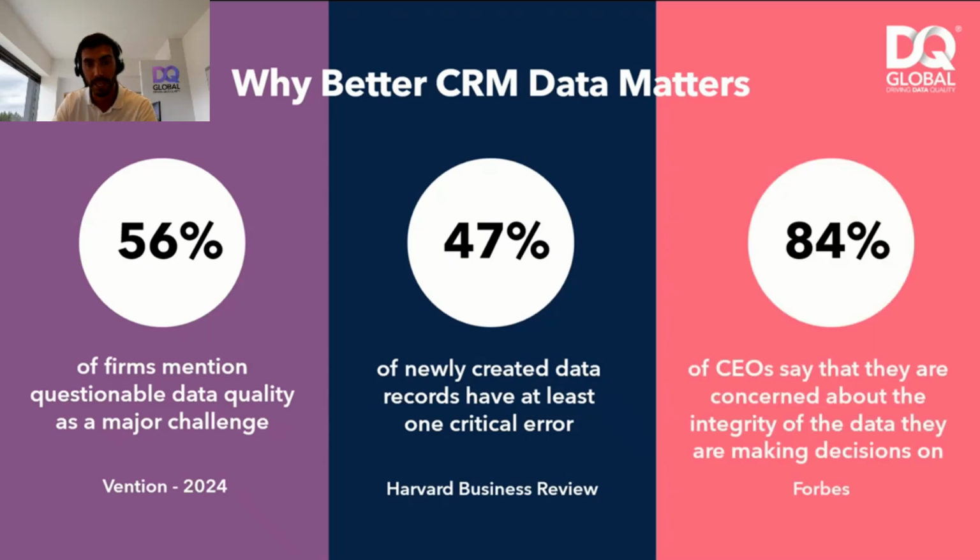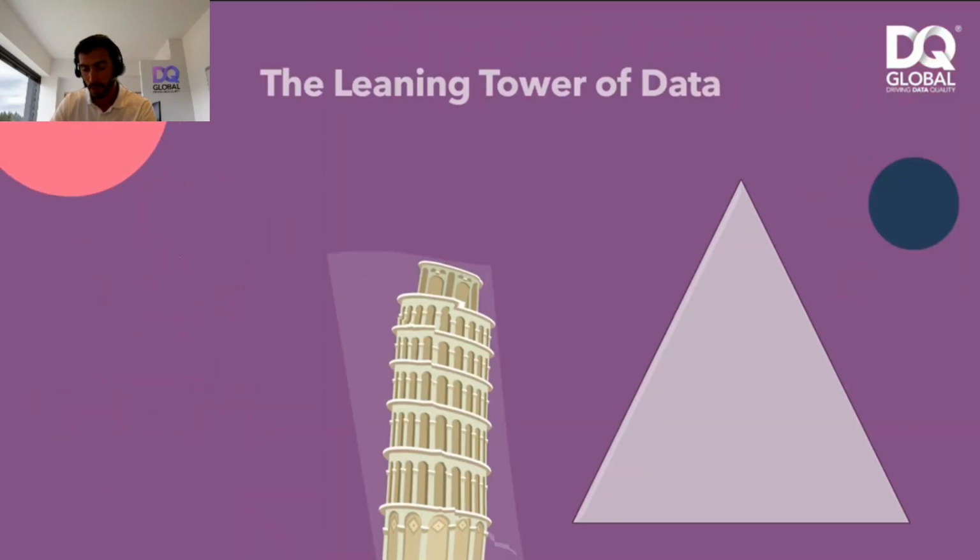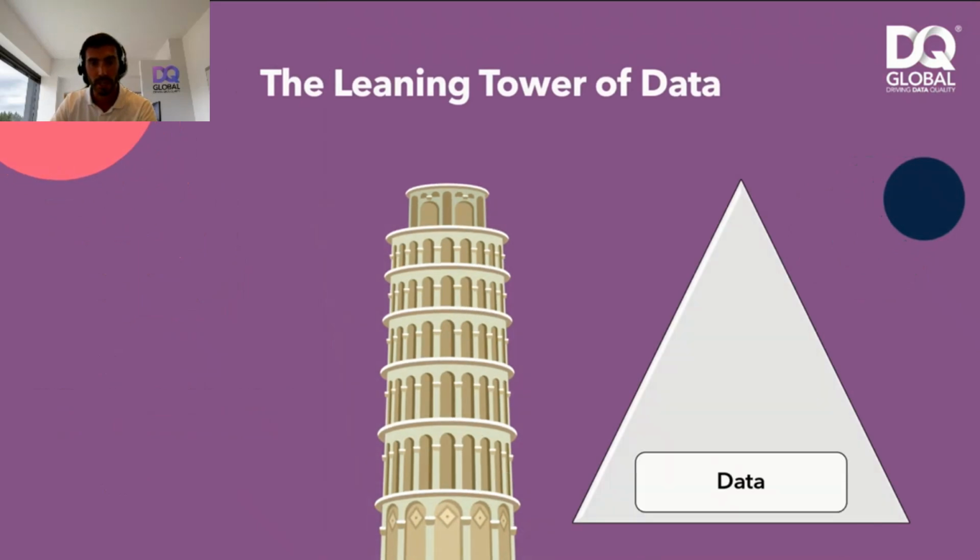And the one that really shocks me is that 84% of CEOs say that they're concerned about the integrity of the data that they're using to make decisions. Now, that's a ridiculously high figure in our eyes, and something that we're obviously trying to combat and overcome. So when it comes to trust and making decisions, some of you might have seen this before.